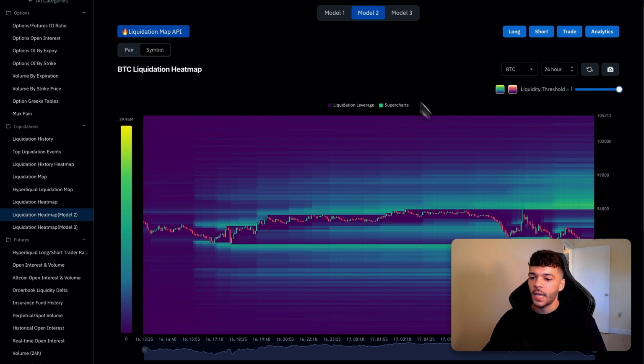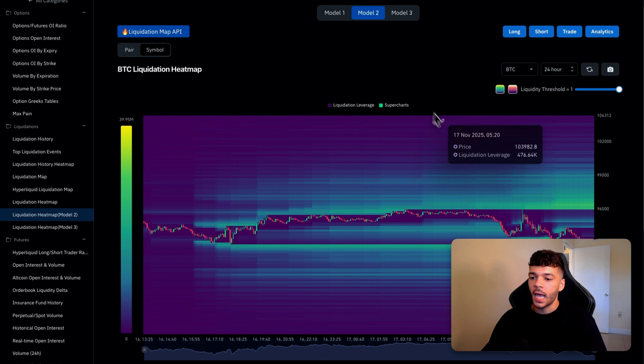So the first thing I look at is going to be liquidation maps. Now I like to use CoinGlass. I know Hyperliquid has its own map, and there's a couple other big platforms that offer one as well, but I just prefer CoinGlass. So we're going to head over to CoinGlass, and once you're there, you're going to see liquidation in the top. Now go to liquidation heat map model 2. Now, once you're here, make sure you click over to symbol and it's not on pair.